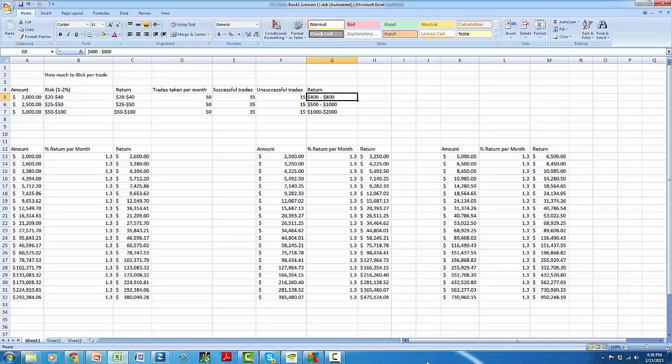And let's say you risked about 2% of your equity per trade, so you were risking $40. Same stats, 35 successful trades, 15 bad trades, you make a return of $800. Now, how does that turn into actual numbers over time? So we'll look over here.